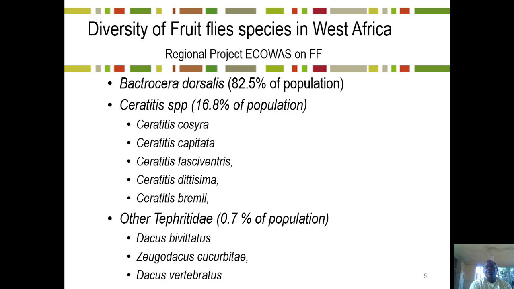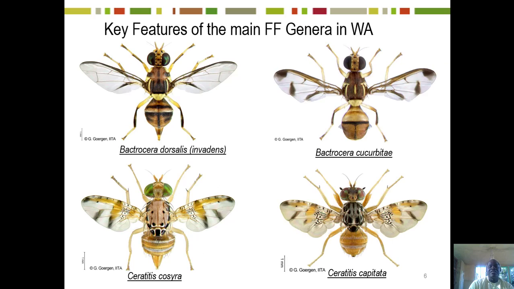The Ceratitis group is composed of Ceratitis cosyra, the dominant species, but you can also find several others like Ceratitis capitata and Ceratitis fasciventris, depending on the location. All those Ceratitis together make, in general, less than 20% of the population. Other tephritid species or genera could also be found depending on the site.